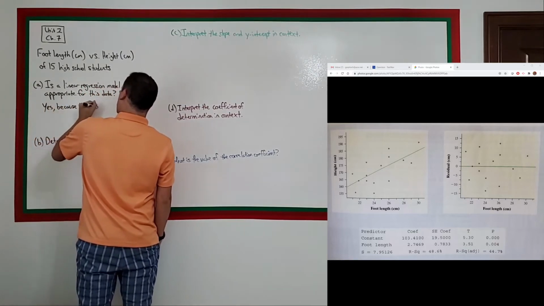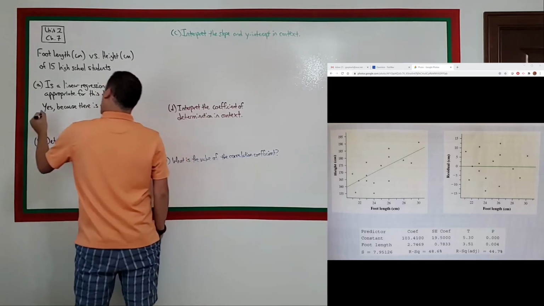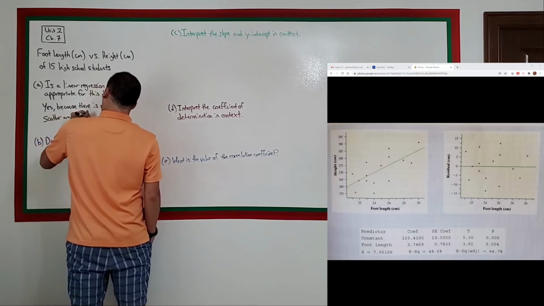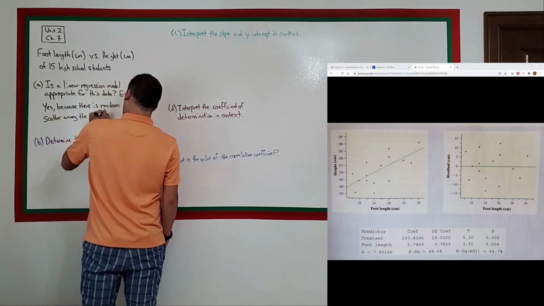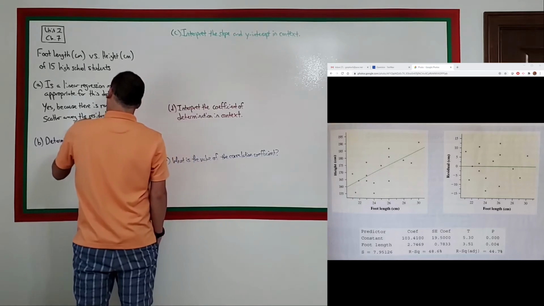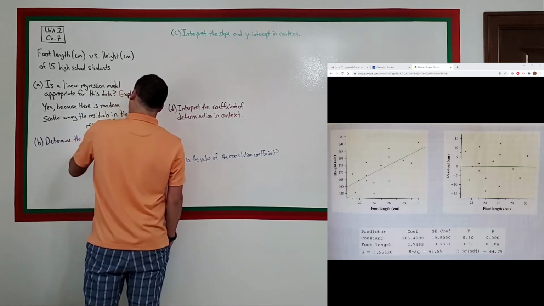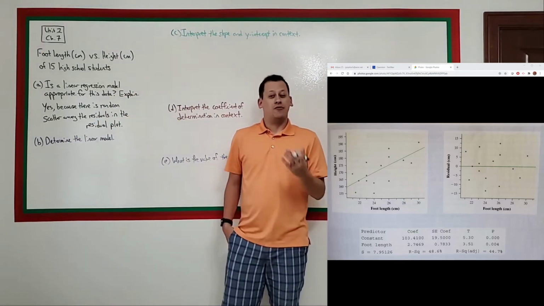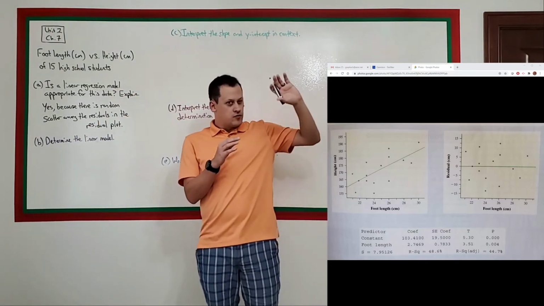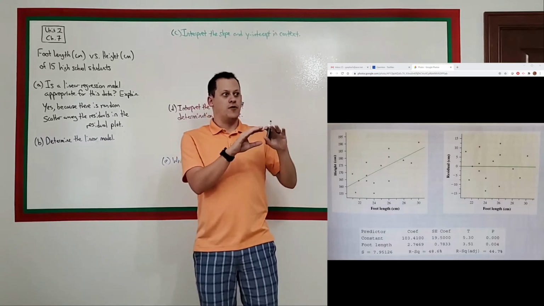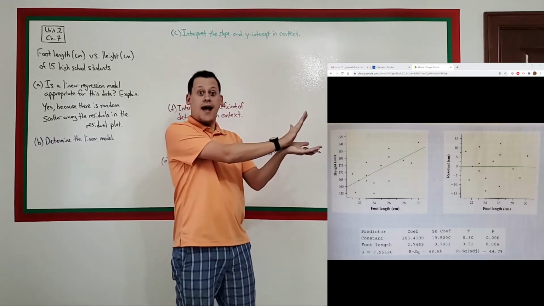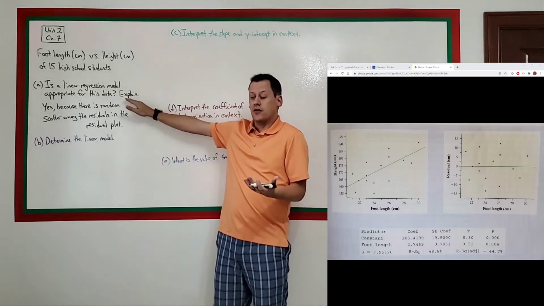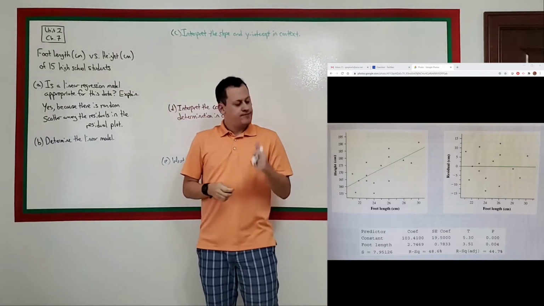Yes, because there is random scatter among the residuals in the residual plot. It's exactly what we want to see. That means it's appropriate. If we had seen some kind of curved relationship in that residual plot, or if we saw a fan shape like we've seen in the past, that would give us pause here, and we might say that it's not appropriate to do linear regression. But if there's random scatter, we're good to go.